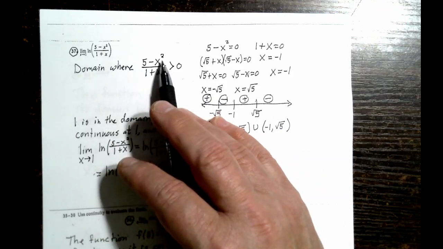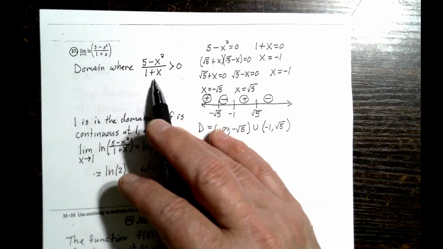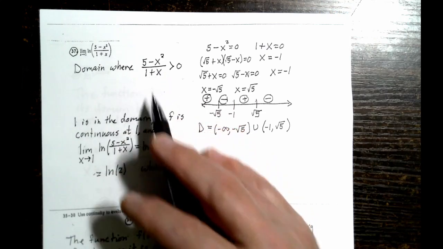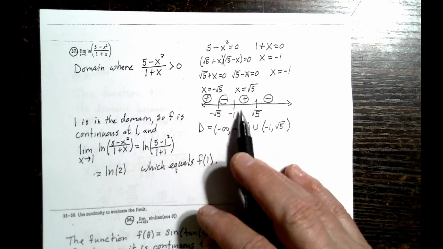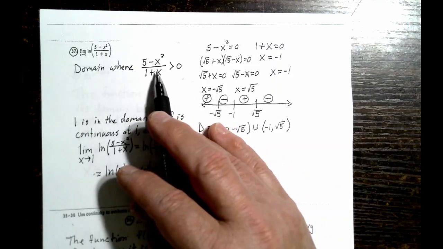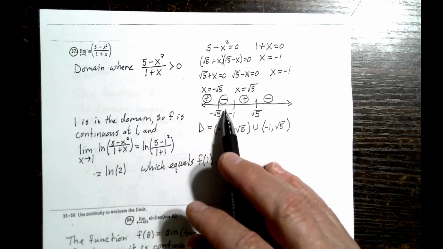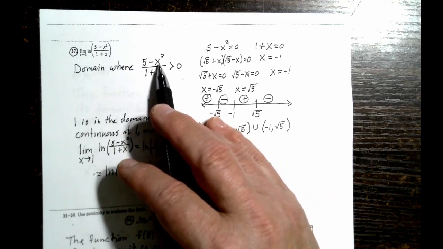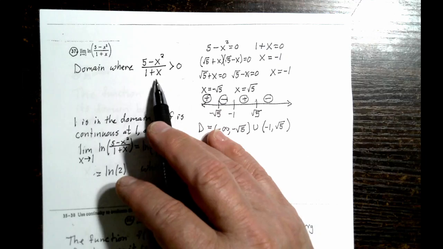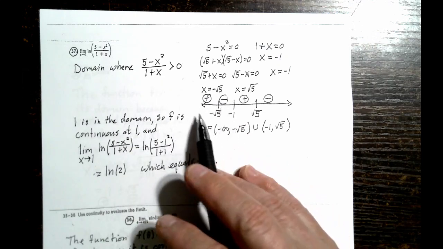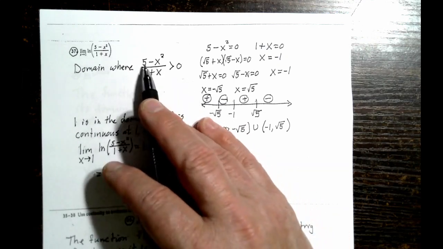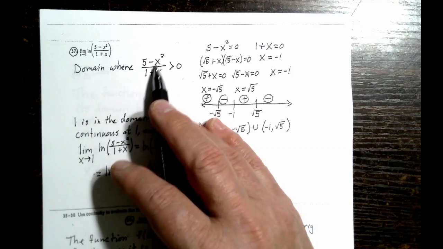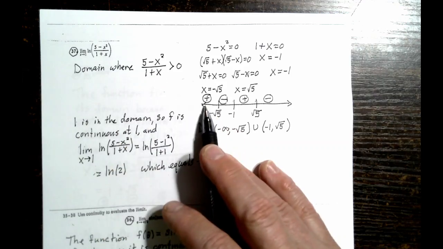Plug 3 in here, you get negative on the top and positive on the bottom. Negative over positive is negative. If you plug in 0 here, you get positive 5, which is positive. If you plug in negative 2, you get positive over negative, which is negative. And if you plug in negative 3, you get negative over negative, which is positive.